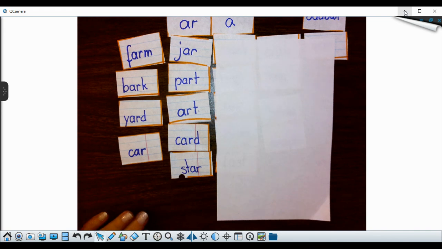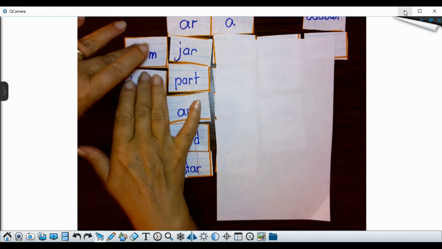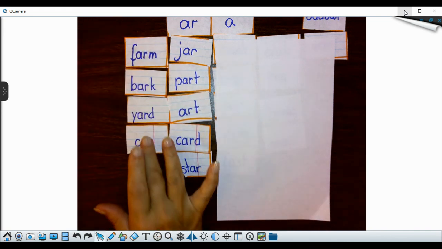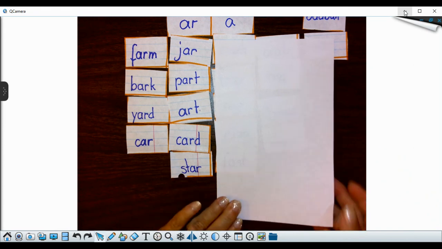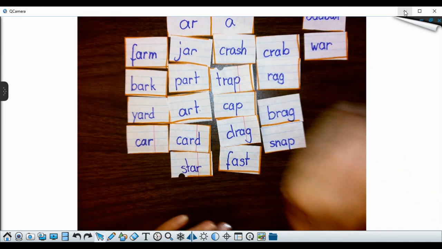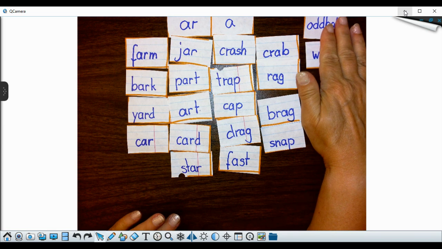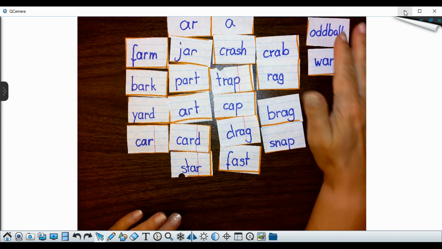And I laid mine out a little bit different today because that way you see them, because my video screen doesn't have that much space. So I scooched my oddball all the way over here to the corner. And we know we have one oddball. So here are my words.